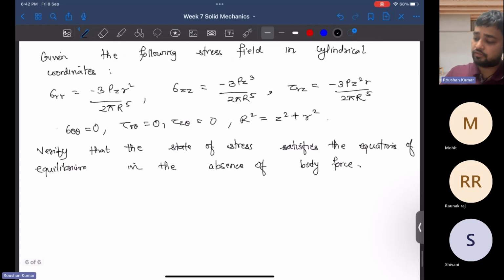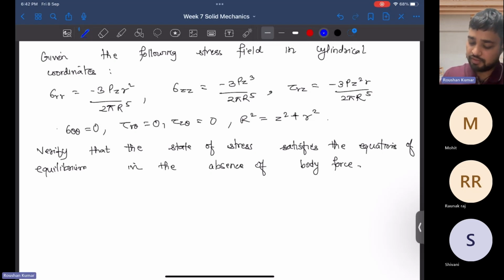Okay, so the solution is, here the question does not ask that we have to satisfy the equation of equilibrium along any specific direction. Here the question states that we have to satisfy the equation of equilibrium in all the three directions, that is r, theta and z direction. So one by one we prove that the equilibrium equation along r direction, along z direction, along theta direction is 0. That means it satisfies the equation of equilibrium.